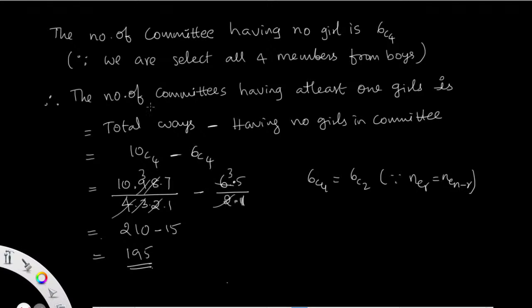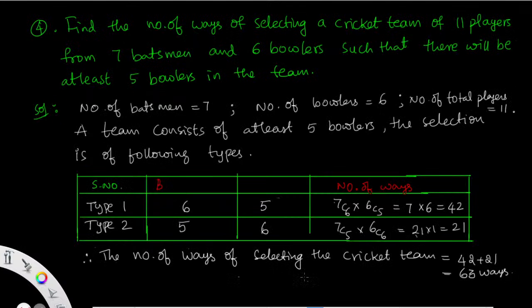Total ways: selecting a committee of 4 out of 10 members can be done in 10C4 ways, and having no girls in the committee can be done in 6C4 ways. Then 10C4 means 10 into 9 into 8 into 7 by 4, 3, 2, 1, minus 6C4, which is nothing but 6C2. Why? Because nCr equals nC(n minus r), so 6C4 is nothing but 6C2. That is 6 into 5 by 2 into 1. Then you get 210 minus 15, which gives 195. This is the answer for the third question.